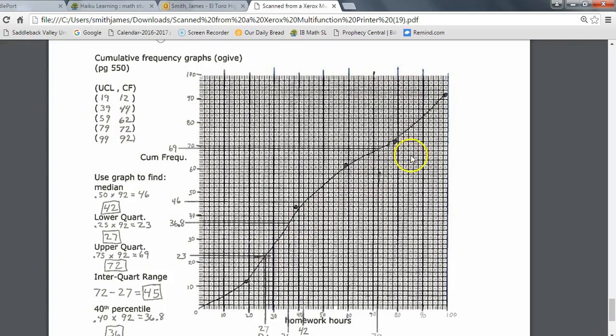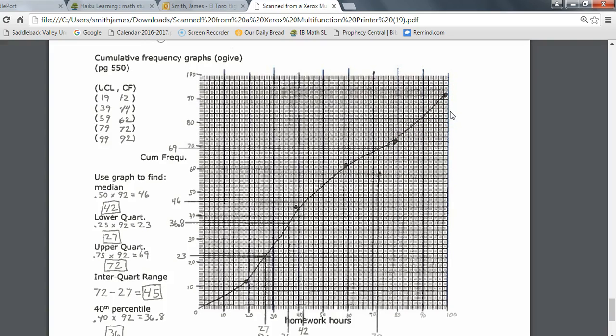So as we plotted those points, the next grading point for me is to make sure that you start at 0, 0. This is always the point that you start at. And then from here, you are to draw, as best as you can, a smooth curve that fits through the data points that we plotted. And that is our cumulative frequency graph.